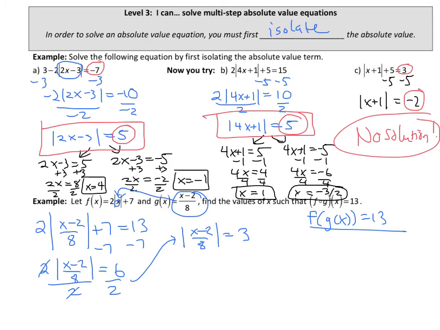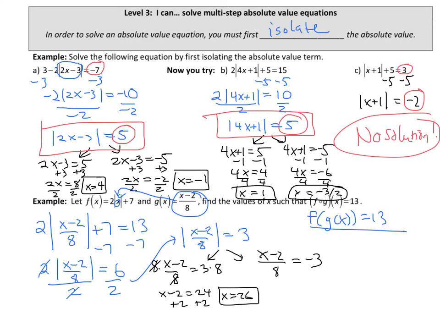Now I have my absolute value isolated, it's all by itself, so I split this into my two equations, which are going to be x minus 2 over 8 equals 3, and x minus 2 over 8 equals negative 3. To solve this equation, I would multiply both sides by 8 to cancel out the 8. And we get x minus 2 equals 24. Then I would add 2 to both sides. And we get x equals 26 for the first solution.